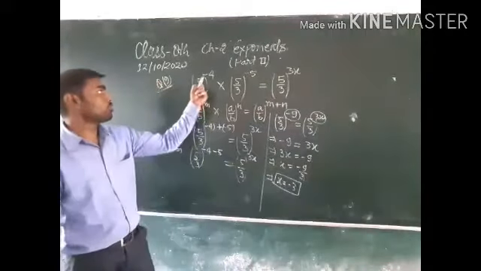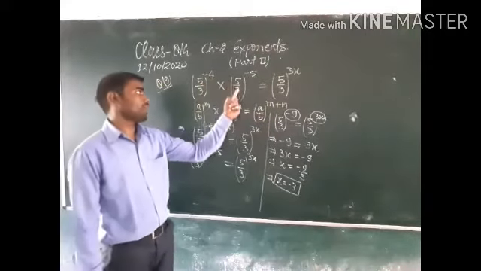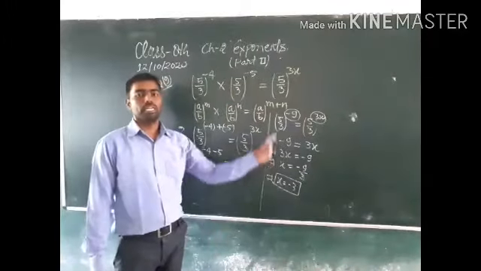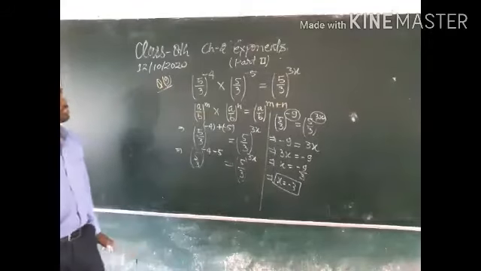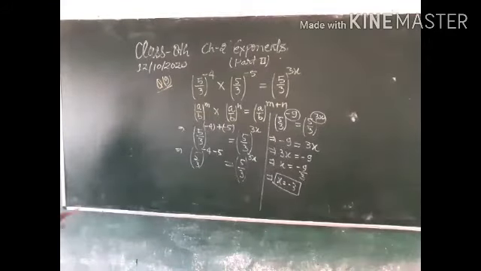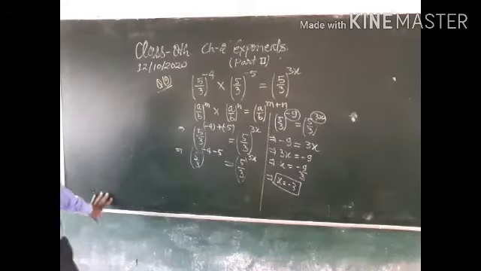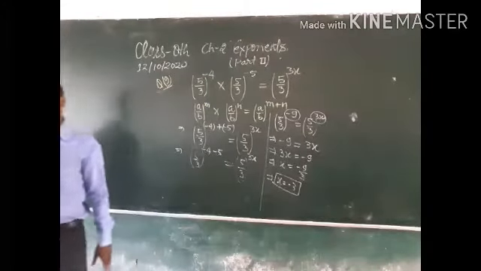So (5/3) to the power minus 4 into (5/3) to the power minus 5 is equal to (5/3) to the power 3x for x equal to minus 3. So this is the complete explanation of question number 9. To proceed further, please pause the video and note it down.